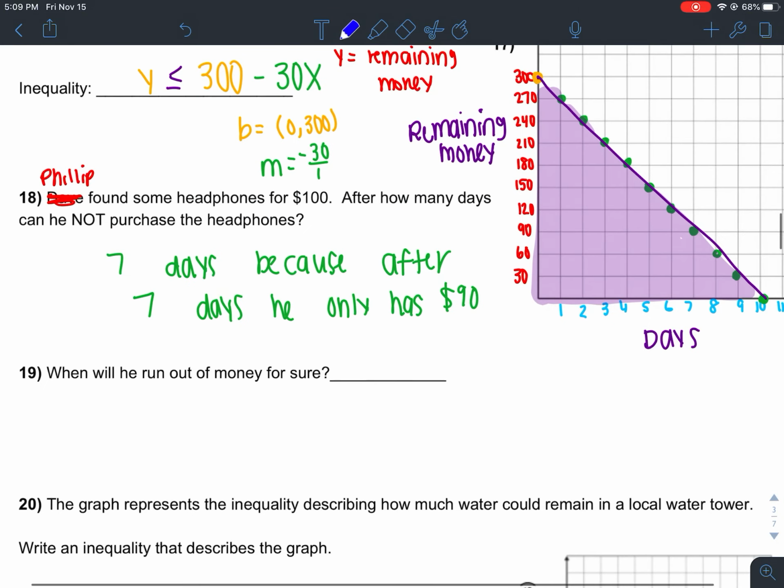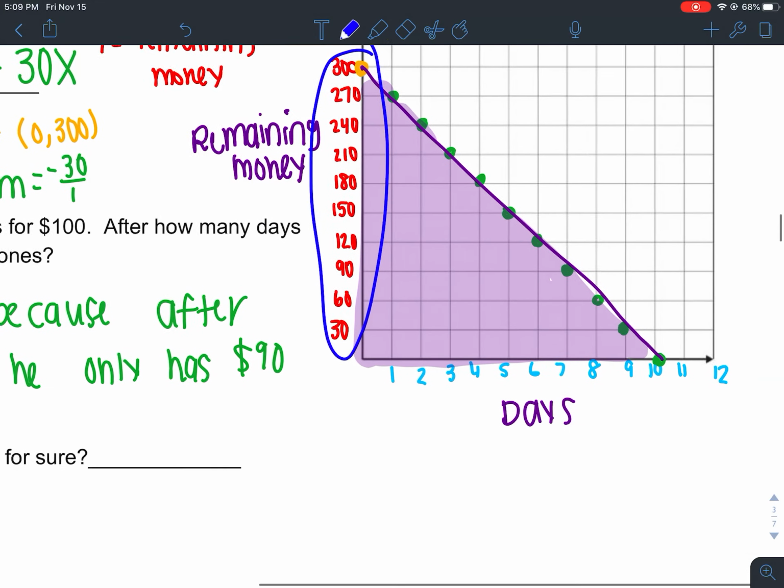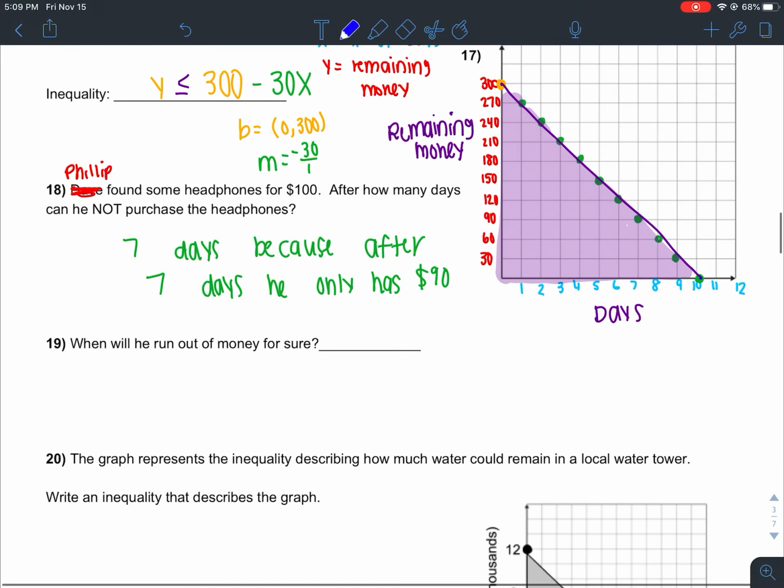All right, the next question says, when will he run out of money for sure? So again, remember, this is your remaining money. Having zero money is being at the very bottom. So after how many days did it take? Well, if we look at our x-intercept, after 10 days, how much money does he have left? 0. So after how many days will it take for him to run out of money for sure? 10 days.